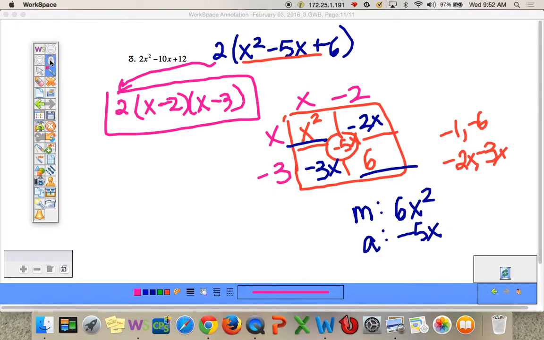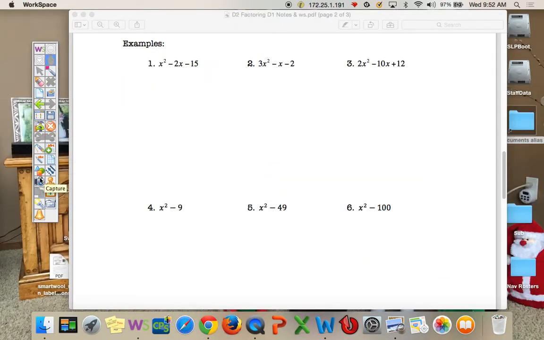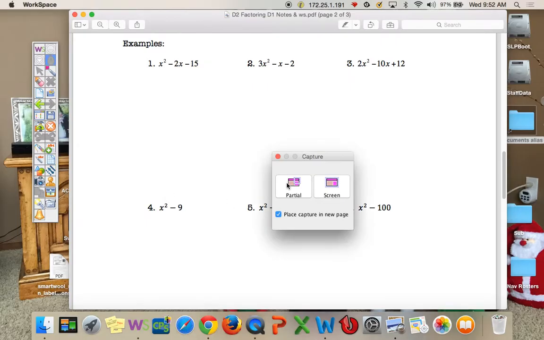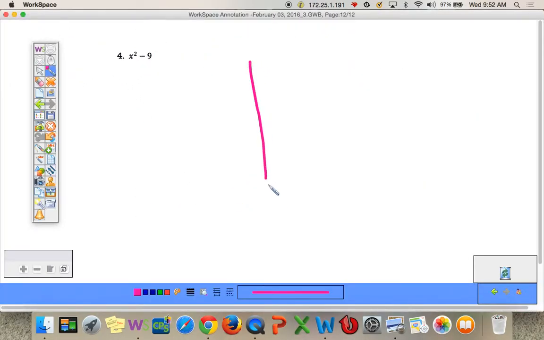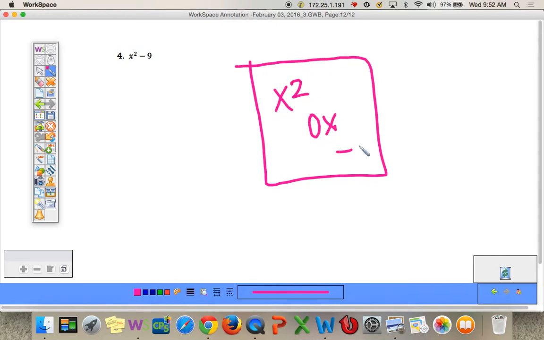All right, let's try a few more. Again, I'll do a screenshot. So number 4, there's no middle term, and that's fine. So let's put this in our box. X squared, we have 0x, negative 9.